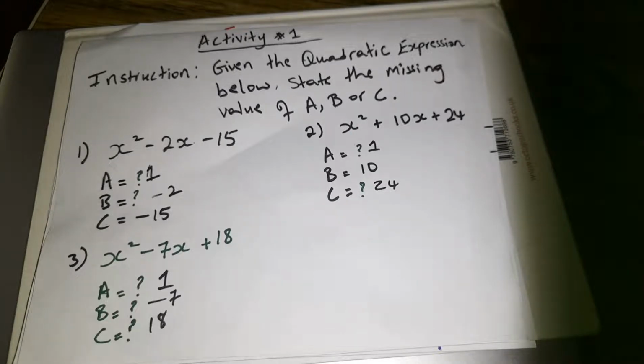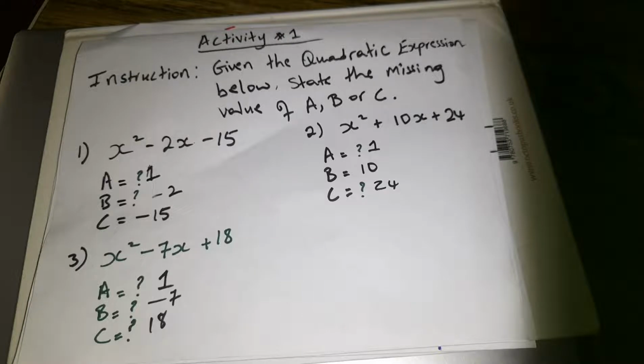Activity 1, instruction: given the quadratic below, state the missing value of a, b, or c. X squared minus 2x minus 15. Actually, I've done them for you, and I'm trying to see if we can minimize the video. But notice that a is 1. A is always 1 for category 1, and positive 1 too. B is negative 2. C is negative 15.